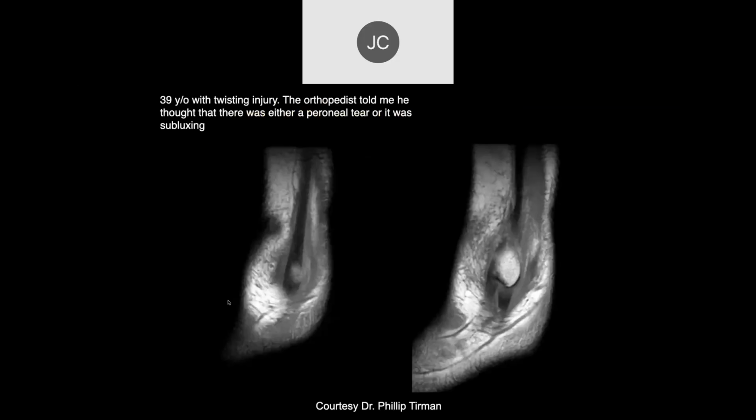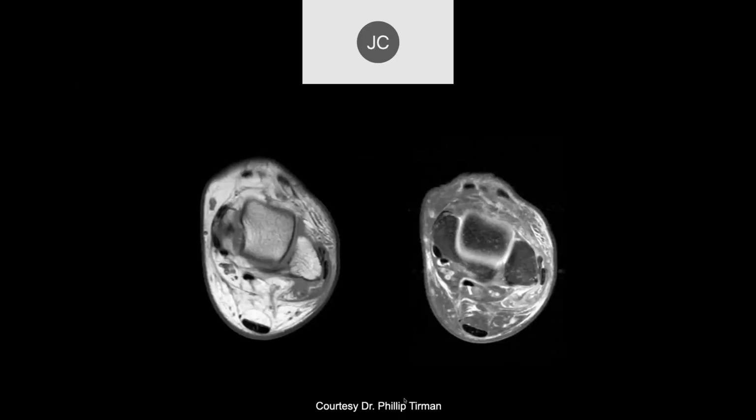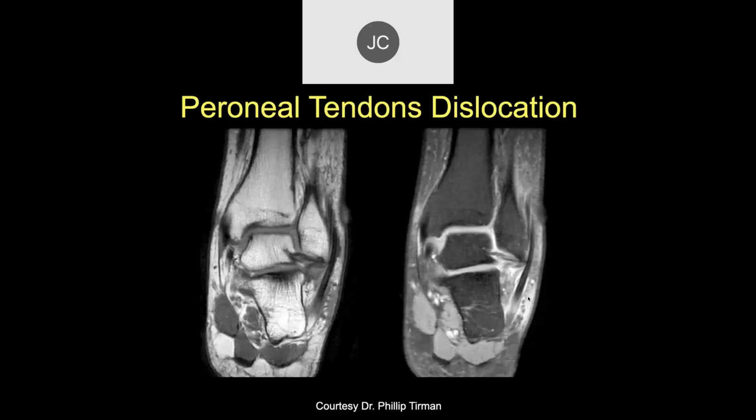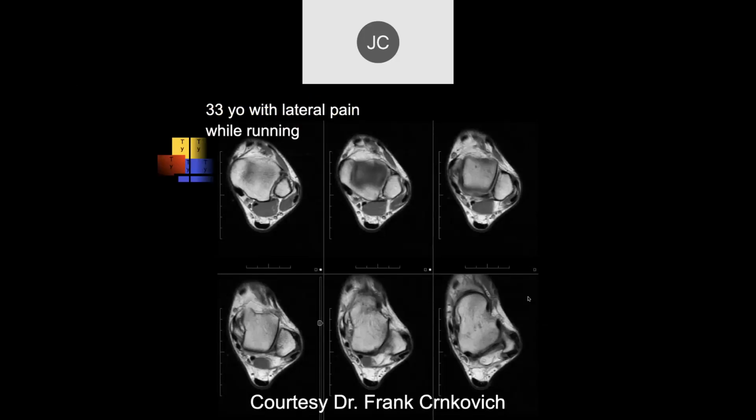Robert. All right, we have a 39-year-old with a twisting injury, and the orthopedist told her that there was either a peroneal tear or it was subluxing. And yeah, it looks like there's some anterior dislocation of one of the peroneal tendons, probably the brevis. Yeah, this is from Dr. Tierney. And what do you see here on the axial images? Yeah, it looks like there's disruption of that retinaculum and there's lateral dislocation of the tendons. Right. And here we can see on the coronal images. Good.